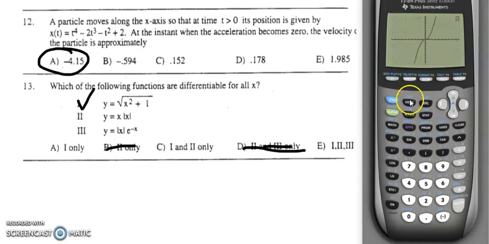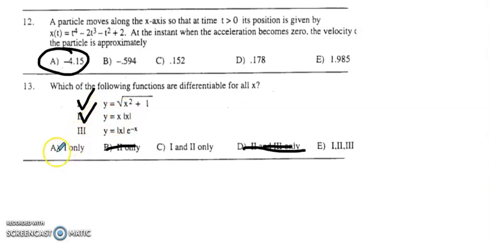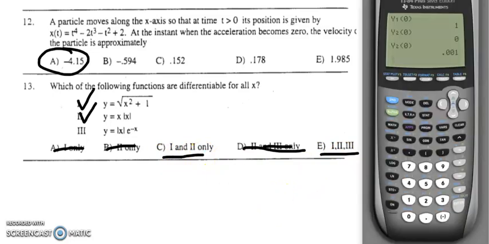So I'm going back to my home screen, and I'm going to plug in alpha trace y2, and I want to do y2 at 0. I want to know if the first derivative is defined at 0. And it is. Looks like we're good there. So we don't have any issue with this guy. So 2 also works, so it's not 1 only. The only question is, does 3 work? Is it 1 and 2, or is it 1, 2, and 3?